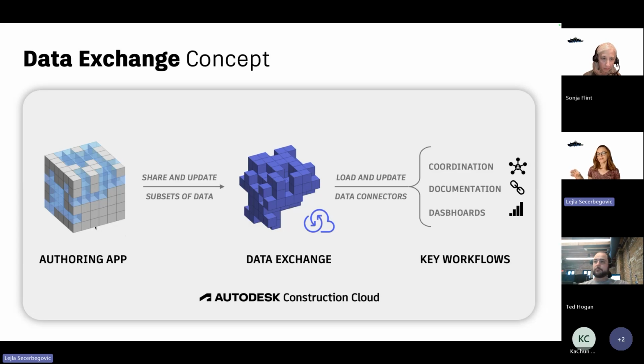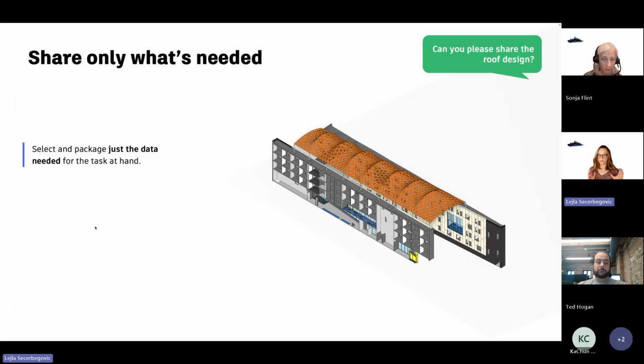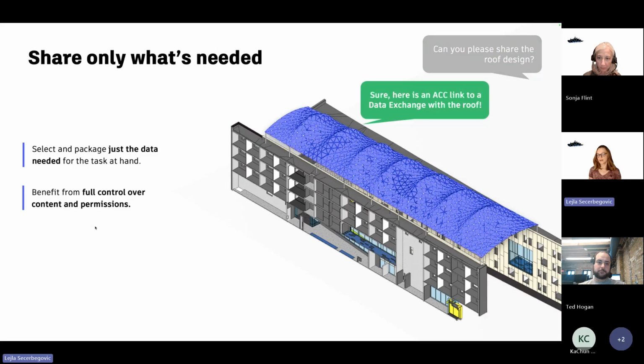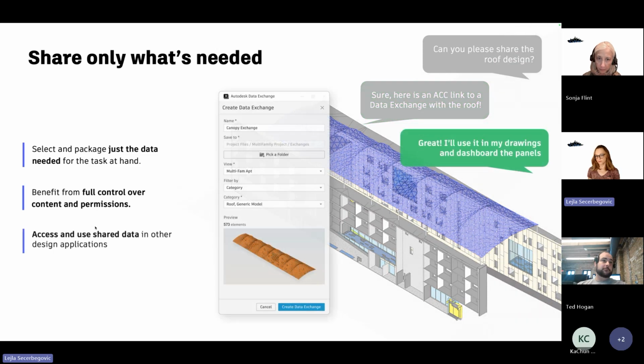By doing so, this data can be used for coordination, documentation, dashboards, and also other workflows. So basically, how does that look? We share only what's needed. So if someone needs the roof design, we can share just this part of the building that is related to this roof, and that can be done very simply and easily through a data exchange connector.